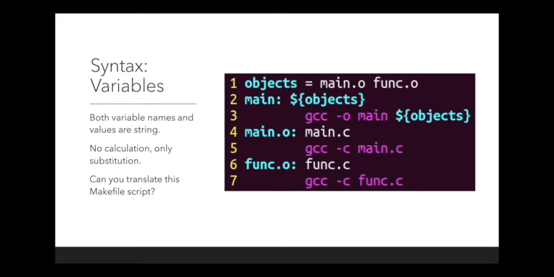And there is an example. Both variable names and the values are strings. There will be no calculation, only substitution. So in this example, we define objects equals main.o and func.o. So in line 2 and line 3, objects will be substituted by these two object files.